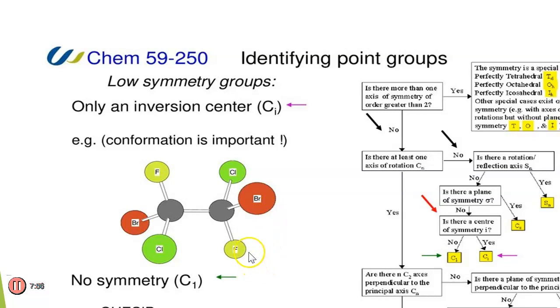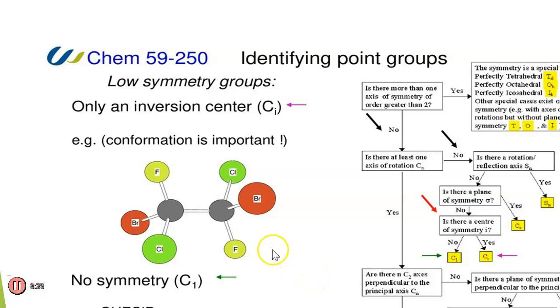Check whether a sigma h plane is present, that is, the plane perpendicular to the principal axis. If the answer is yes, then the point group will be DnH. For example, we can take the case of the BF3 molecule. It contains a C3 axis. It has 3 C2 axes perpendicular to C3. And we can see that it also contains a sigma h plane. Then the point group is DnH.